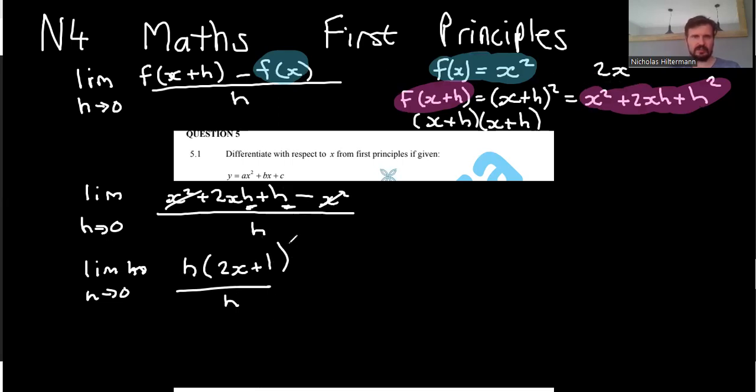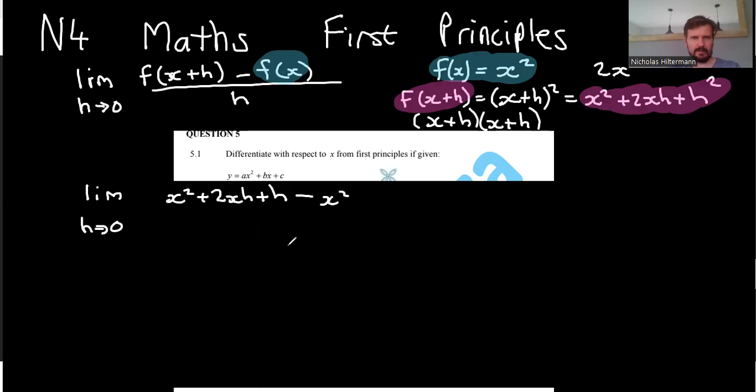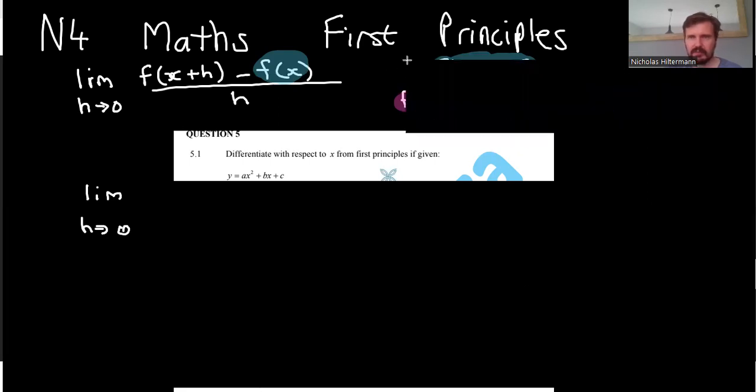So let's see how that would work with this thing here. So again, I'm going to take the limit of h tends to 0. I'm going to find my f of x, and I'm going to find my f of x plus h. And let's see if we can get the answer. Well, first of all, I want to actually tell you what the answer is.